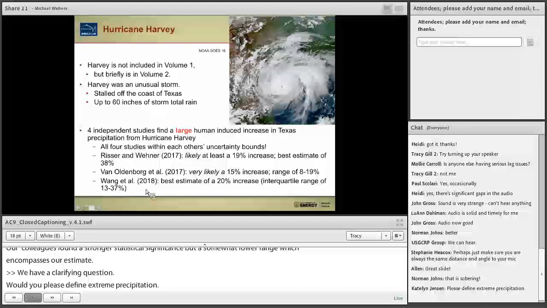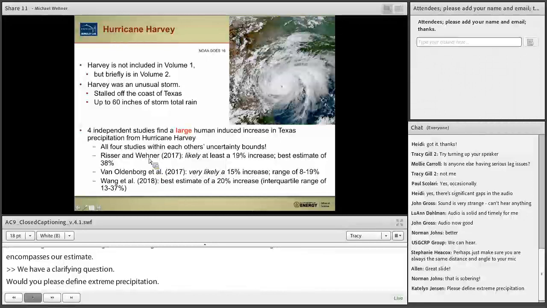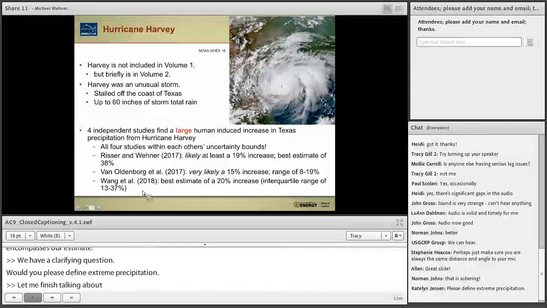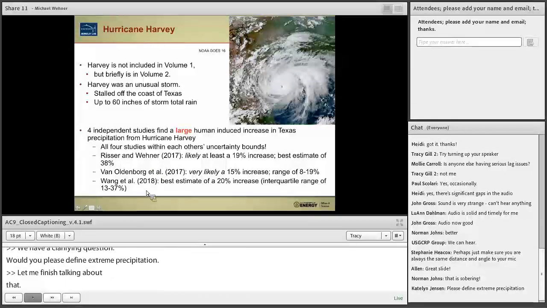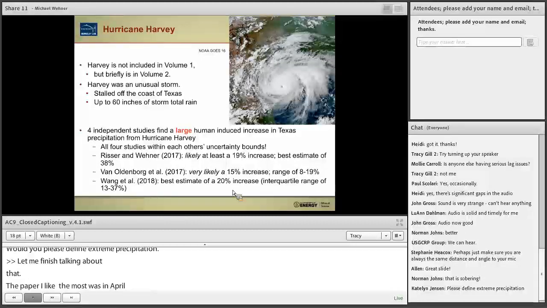So the paper I actually like the most, more than mine in fact, is by Wang et al., which came out in April, and they had a best estimate of a 20% increase in the observed amount of precipitation that was attributed to humans. Now, the question is, can I define extreme precipitation? And the answer is no. Extreme precipitation means different things to different people.